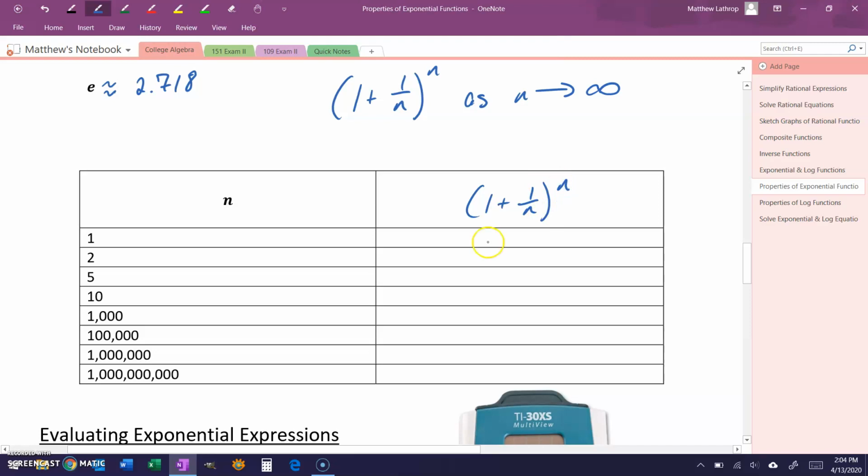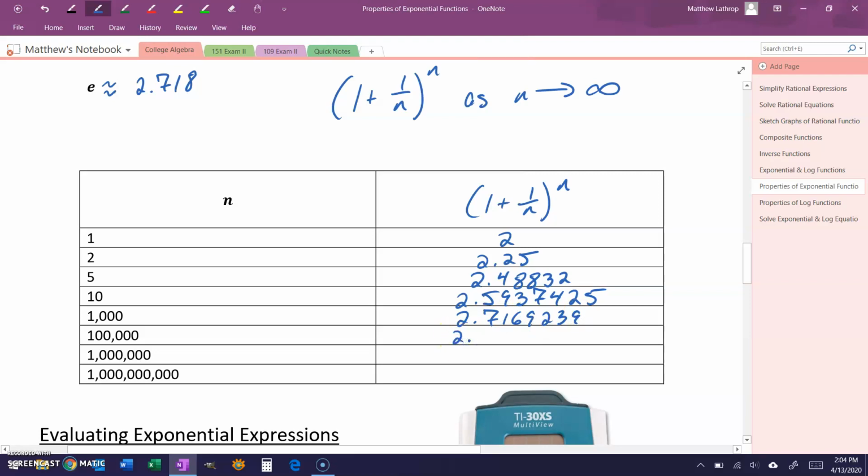When we plug in n equals 1, we would get 2. For n equals 2, we would get 2.25, 2.48832, 2.593742425. And then once we get up to n is equal to 1,000, we would get 2.7169239. We start making some bigger jumps.